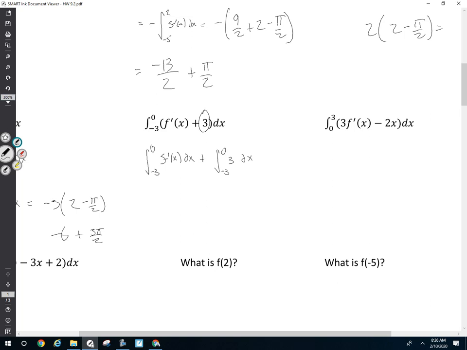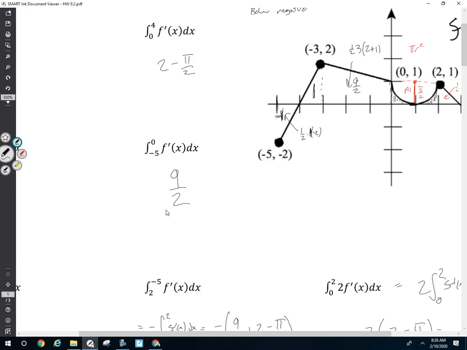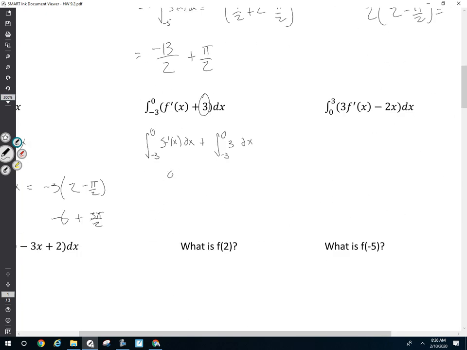This I can find from negative 3 to 0 is 9/2. This I can use the fundamental theorem of calculus for. I can take the antiderivative and find the change between negative 3 to 0. That's going to be, and this is where maybe this is not as effective as just the rectangle, height 3, width 3. So this is an area of 9.